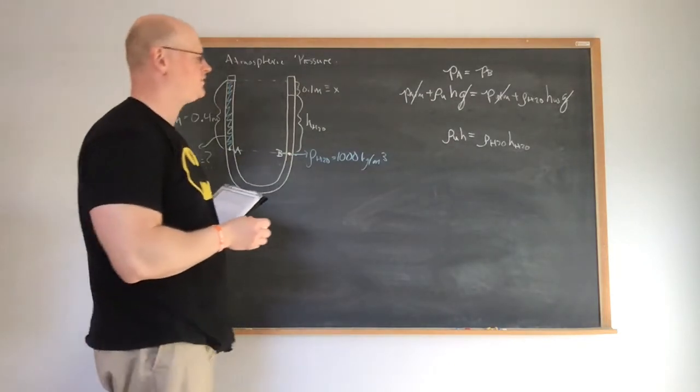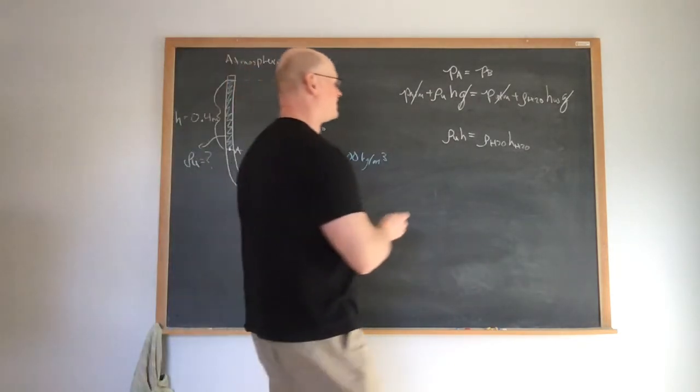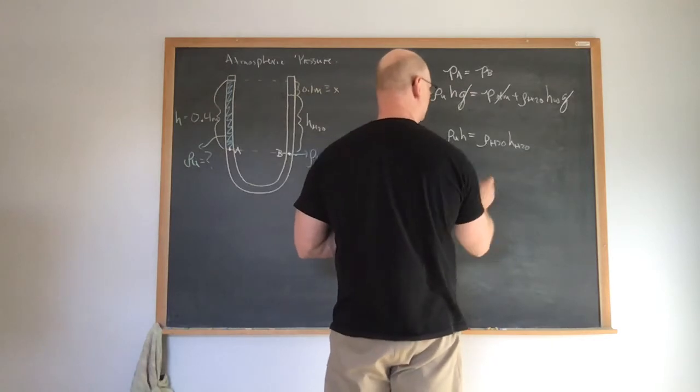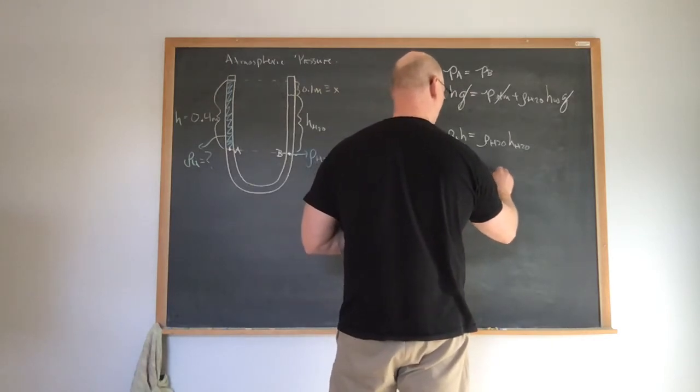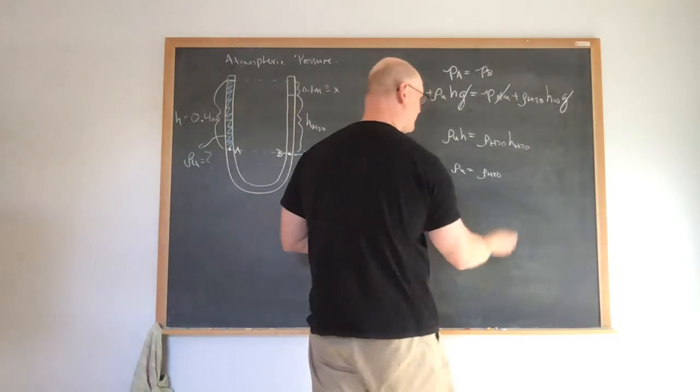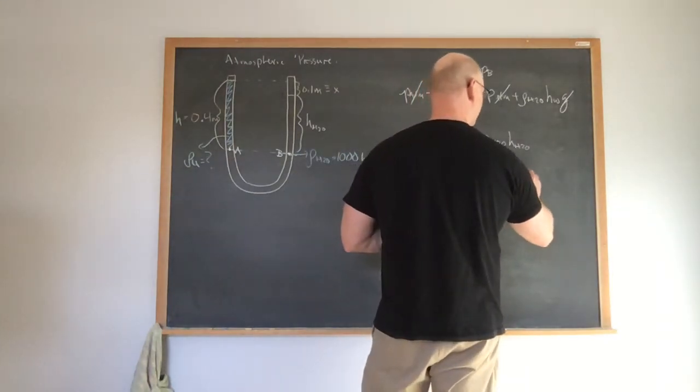So good. Finally, this says that the density of the unknown fluid must be equal to the density of the water times the height of the water divided by the height of the unknown fluid.